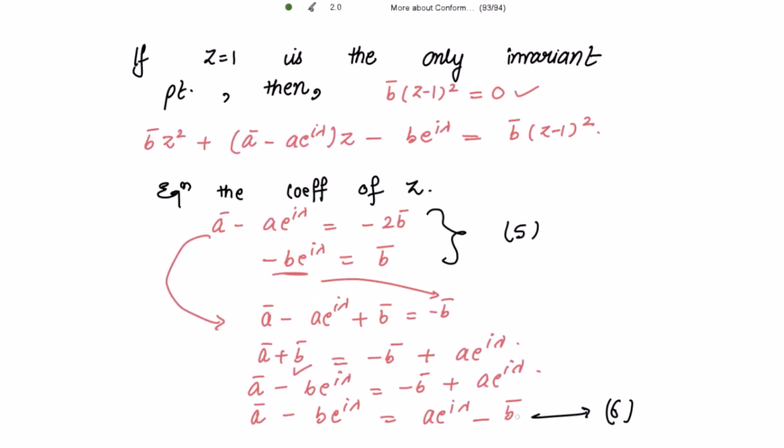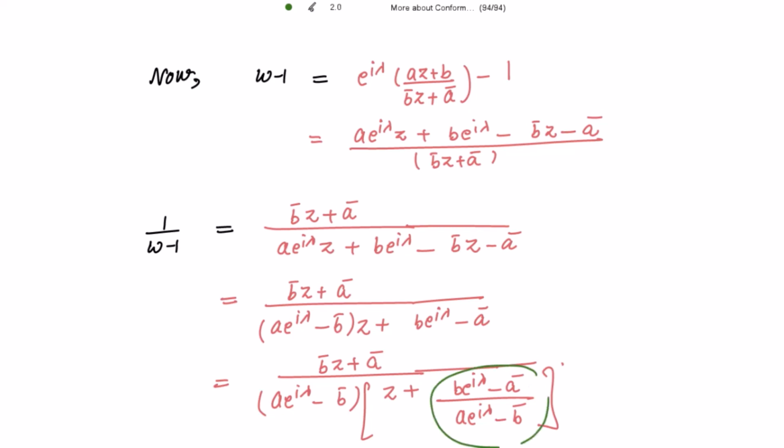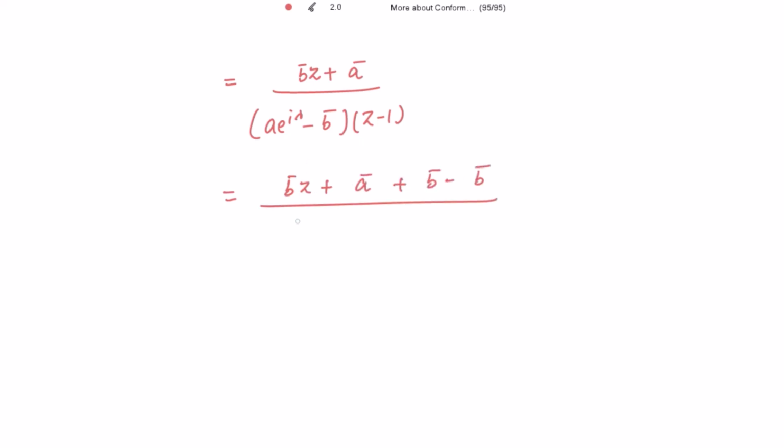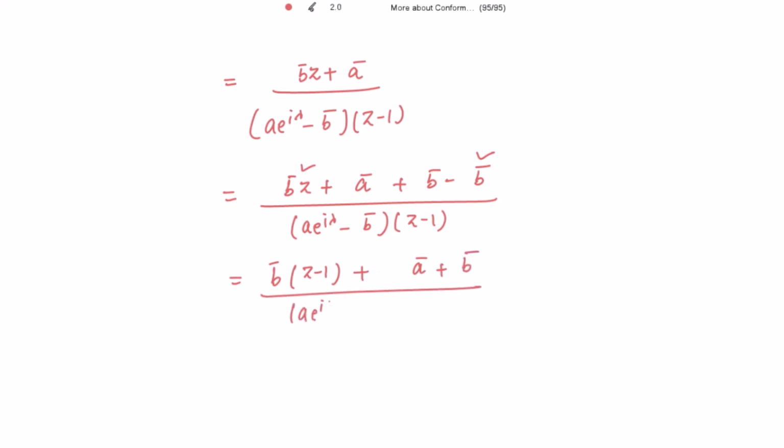From equation 6, this right hand side is equal to negative of (b e to the power iota lambda minus a bar). So this complete becomes negative 1, and we get (b bar z plus a bar) divided by (a e to the power iota lambda minus b bar) into (z minus 1). Now working in the numerator, you just need to add and subtract b bar. We need the factor z minus 1 in the numerator. So just taking b bar common, we get b bar into (z minus 1) plus (a bar plus b bar), divided by the denominator.